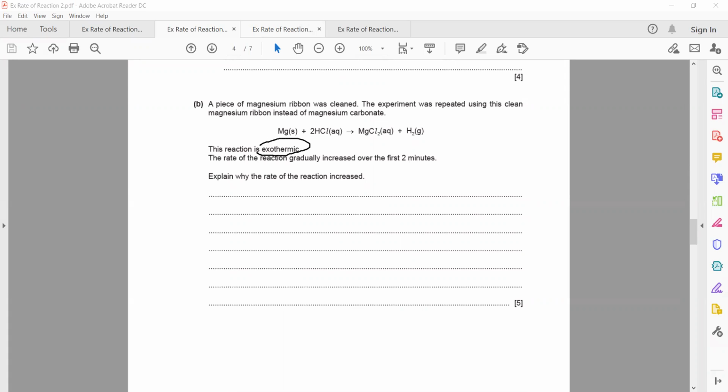So basically what happened, as the reaction is exothermic, the temperature of the mixture will increase. Exothermic reaction, temperature of the mixture increases or rises. So particles will collide more often, or there are more collisions between the particles, and particles have sufficient energy to react. So that's why it will result in more collisions or successful collisions.